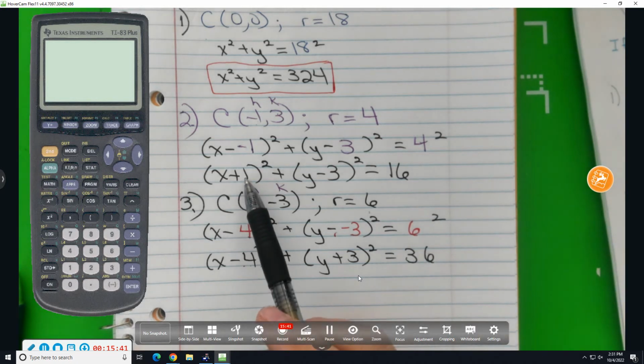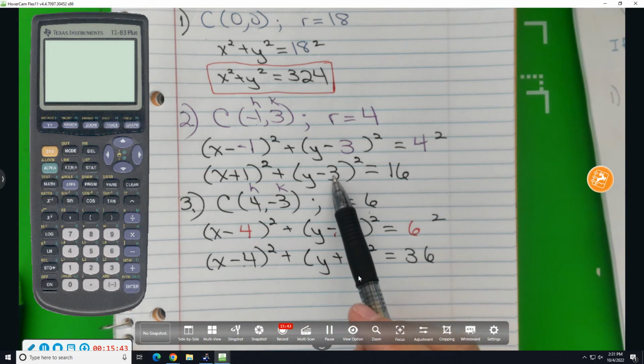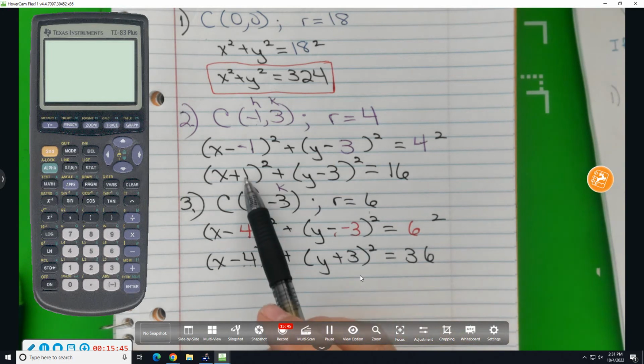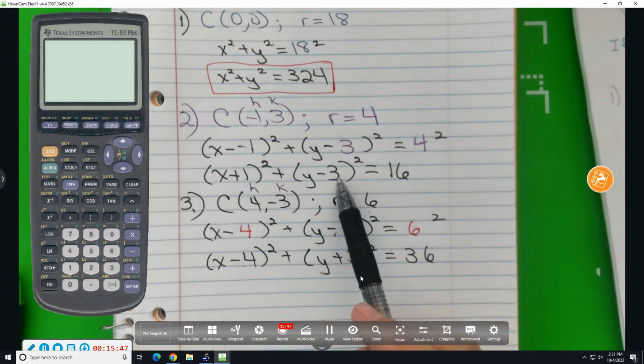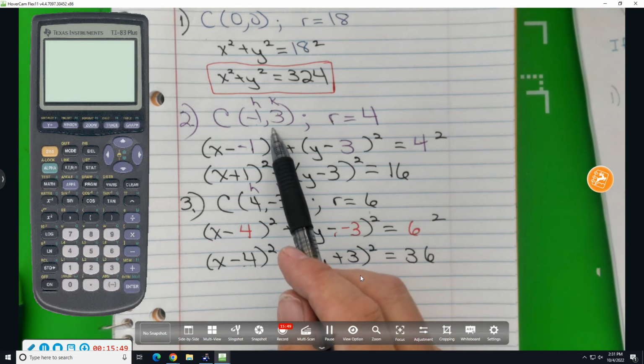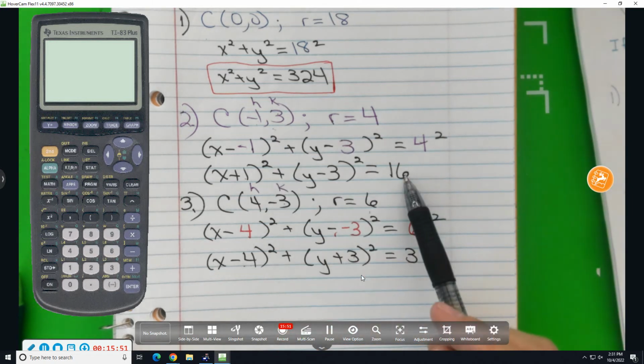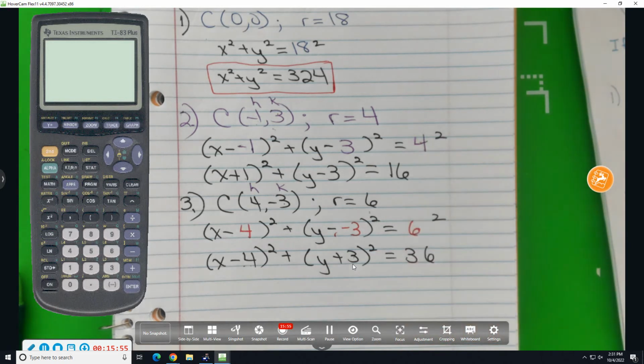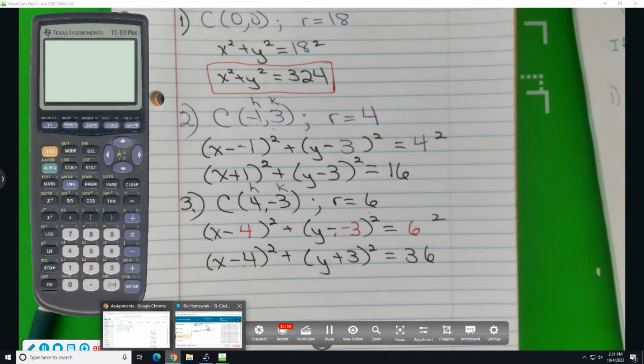Look at number 2. Change sign. So the center is -1, +3. Yeah, that's it. -1, +3. You take the square root of 16, and sure enough, you get 4. Let me type that in, and then we'll graph it.